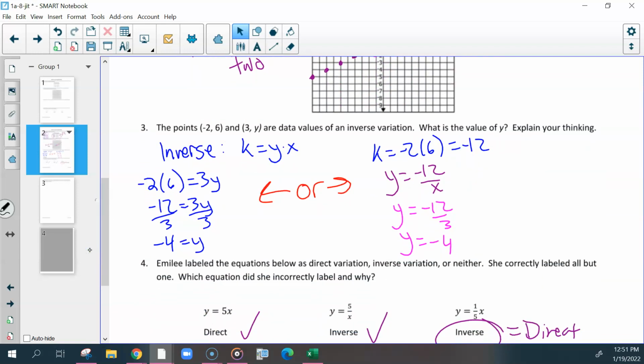For number 3, they tell you that it's an inverse variation, so you have 2 different ways you could go about solving this. One is the method where you set these equal to each other, multiply them together, and then solve for y. The other is solving for k, putting it into your equation, and then putting your missing values into that same equation and solving for y. Either way, both of them get the same answer. So you could have done that either way, it doesn't matter.